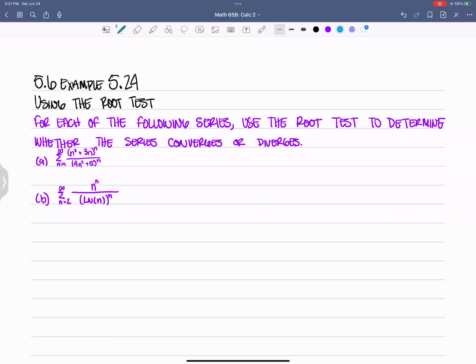Section 5.6, example 24, using the root test. So for each of the following series, use a root test to determine whether the series converges or diverges.